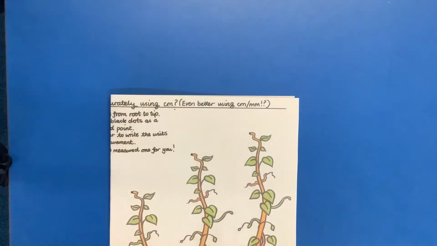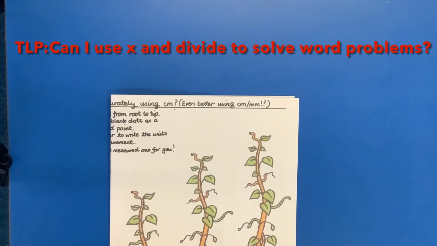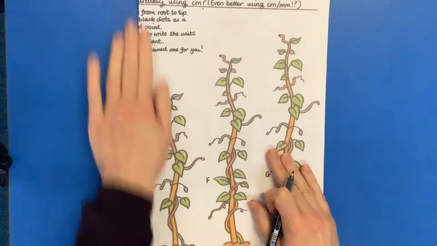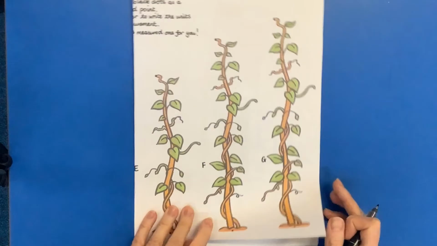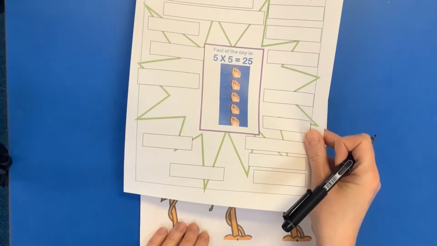Good morning, Year 3. So our TLP for maths today is can I use times and divide to solve word problems? Okay, so today you are going to need, from your Beanstalky maths pack, your 5 times 5 equals 25 fact of the day sheet.